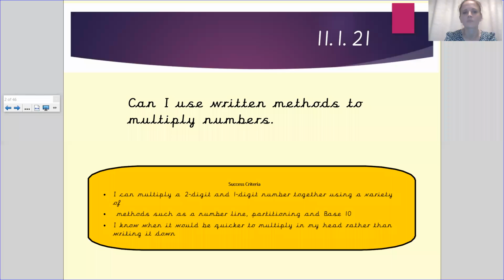In the previous lesson, we were looking at mental strategies that we could use to help us work out multiplication questions. And in this lesson, we will be looking at different written methods that we can use to complete multiplication questions. So like I said, written methods.